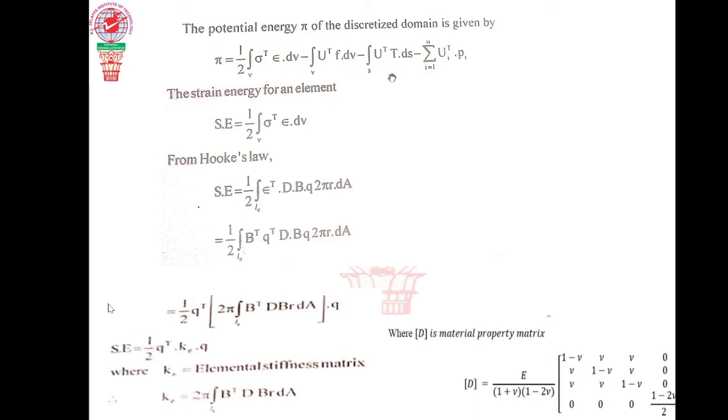Okay, this is what you're discussing now, potential energy. Actually, we have not discussed potential energy. I told you we will do it at the end. Total potential energy is nothing but Pi. Pi is equal to the strain energy plus the work potential, that is due to body force, due to traction force, and due to point load.